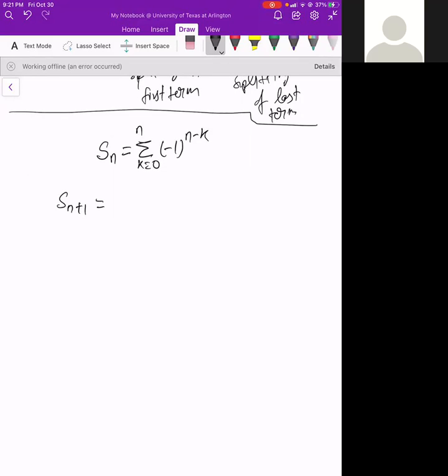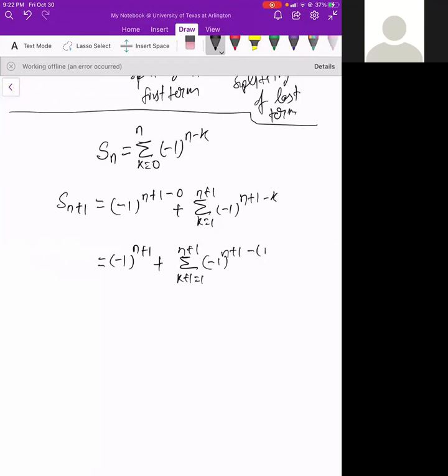Let's start with splitting the first term. If we split the first term for the sequence, that will be equal to minus 1 to the power n plus 1 minus 0, plus the summation from k equals 1 to n plus 1 of minus 1 to the power n plus 1 minus k. The first term is just minus 1 to the power n plus 1. With this summation, there is a rule that allows us to shift the index, changing k to k plus 1.